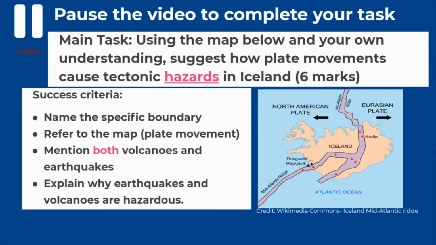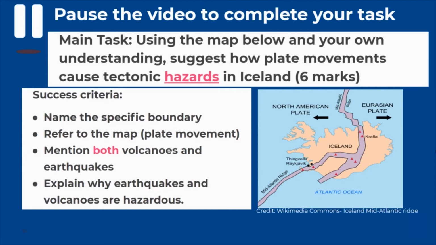So the question is, using the map below and your own understanding, suggest how plate movements cause tectonic hazards in Iceland. So the first thing that we need to do is use the map below. Now, if it was me, I would name that specific plate boundary. So we've got the two arrows moving apart. So that identifies it as a constructive plate margin. Then we need to refer to the map. And actually, we can see the fact that it's the North American plate that is moving away from the Eurasian plate. That detail shows that you have used the map.